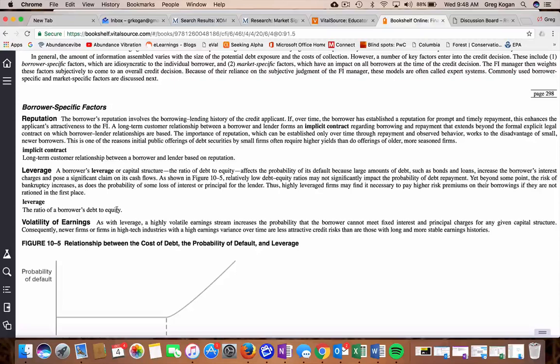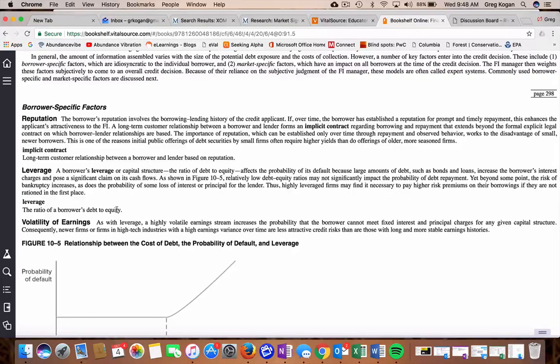So for borrower-specific factors, you could have reputation. Are they reputable? Have they repaid in the past? How have they been doing? There's a record, there's a history, as we were saying. Leverage: what is the borrower's capital structure? In other words, do they already have a lot of debt, or very little debt? How much credit do they have, and how much of that credit is being used?